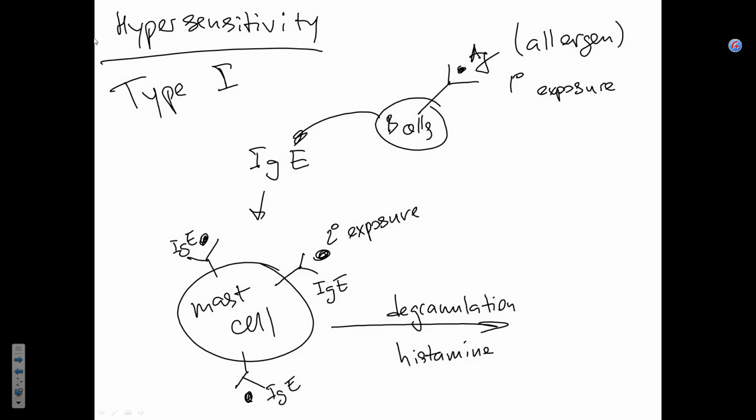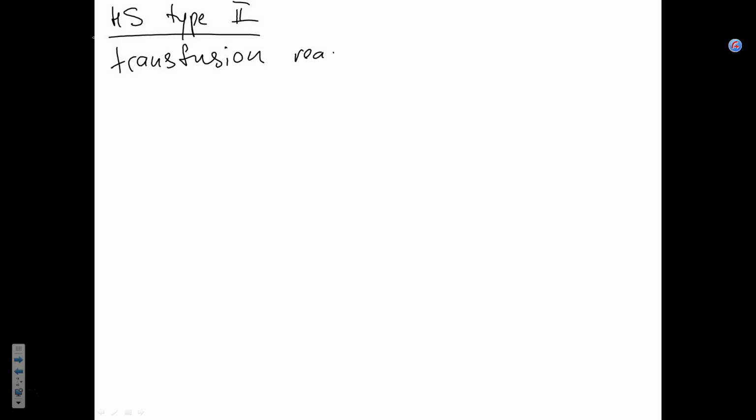Now we're going to talk about hypersensitivity type 2, which you've already learned about because we discussed the blood groups. Okay? So hypersensitivity type 2 will be the transfusion reactions. I'm not going to cover the blood groups again.